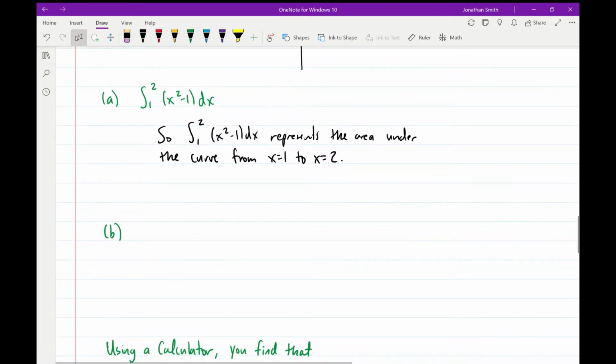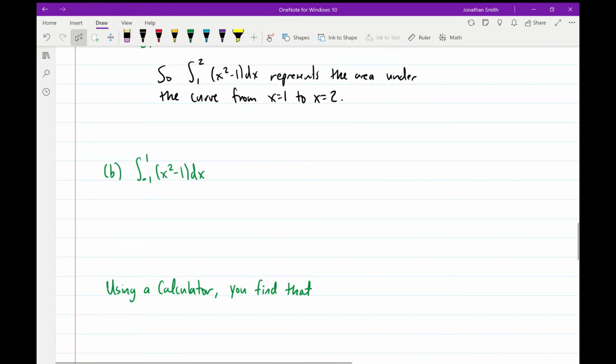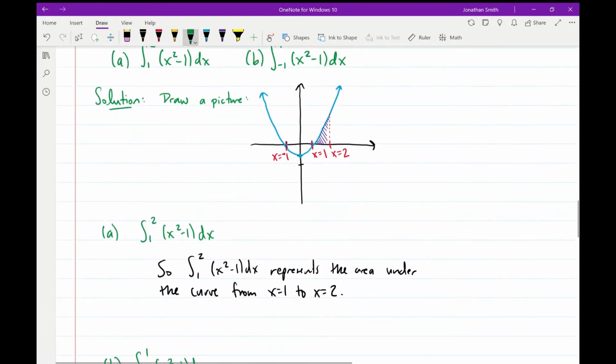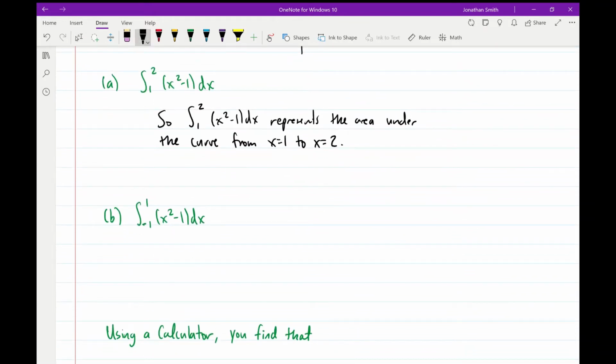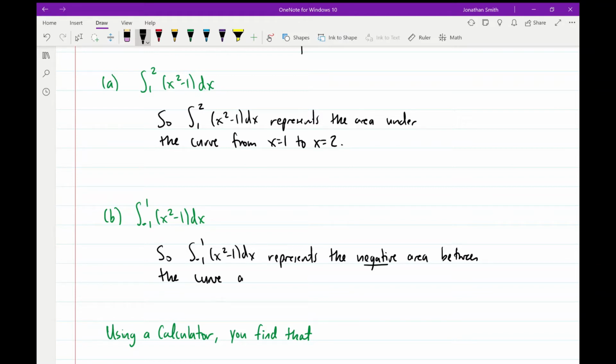All right, so for part B, now we're looking at the integral from negative 1 to 1 of x squared minus 1 dx. Okay, so in this case, our function is not going to be positive. Our function is actually negative over that entire area there. So the integral from negative 1 to 1 of x squared minus 1 dx represents the negative area between the curve and the x-axis.